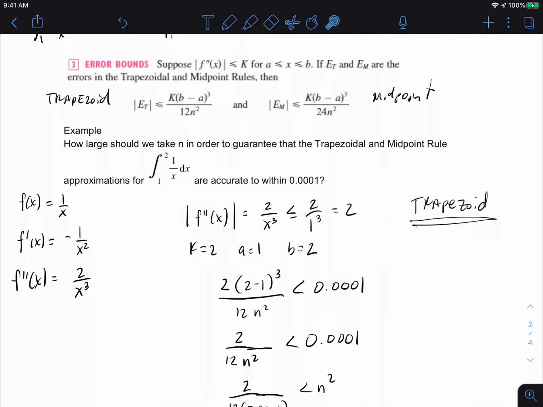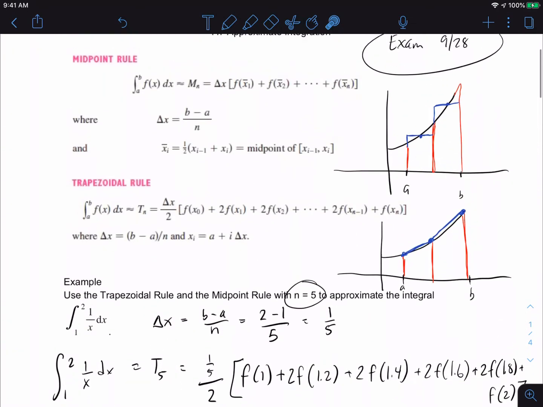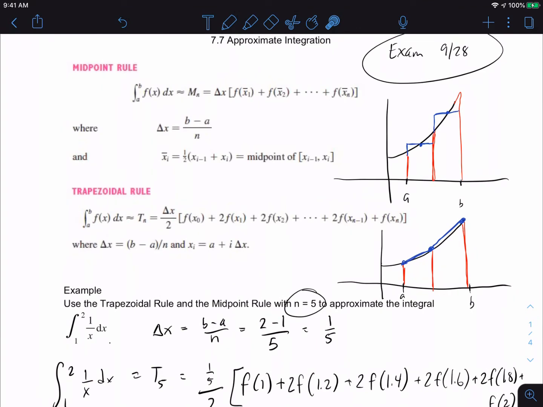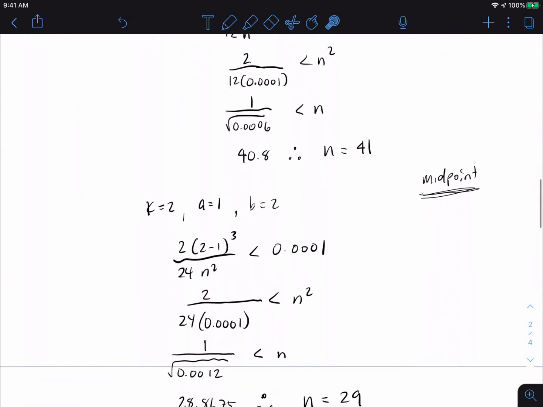Got it? All right, no problem. And you would have seen it from up here too. In the rules, there's your A, there's your B, and then the K was found from here. But, all right, no problem.